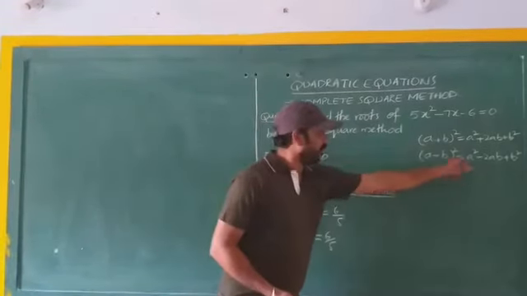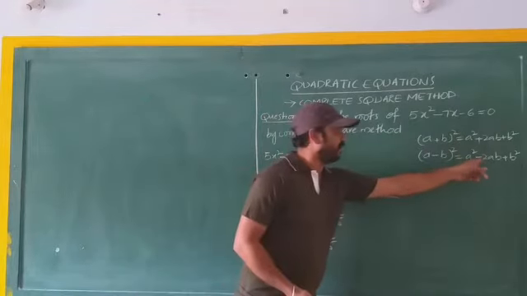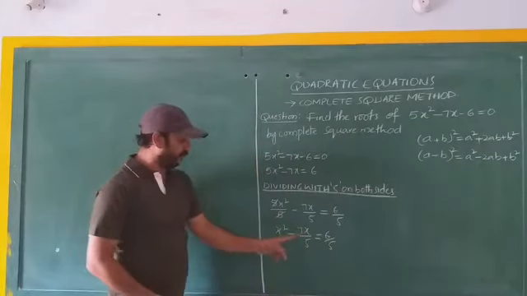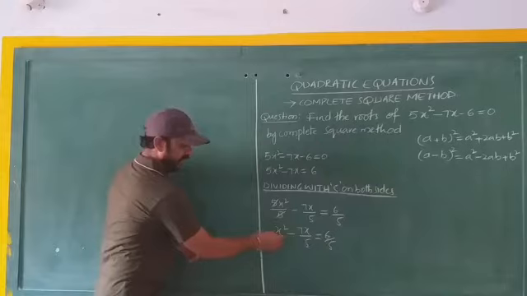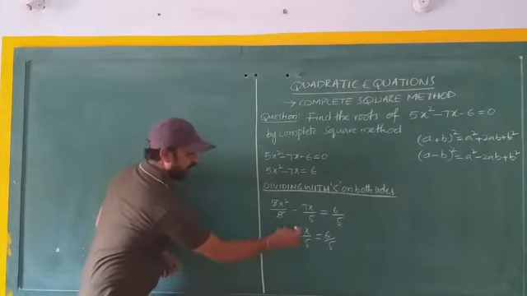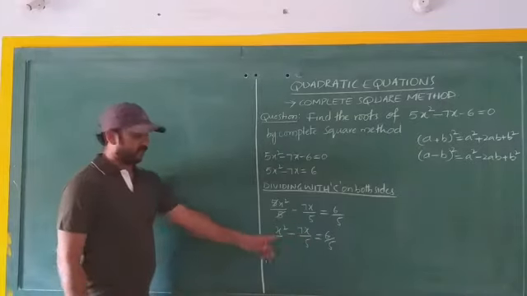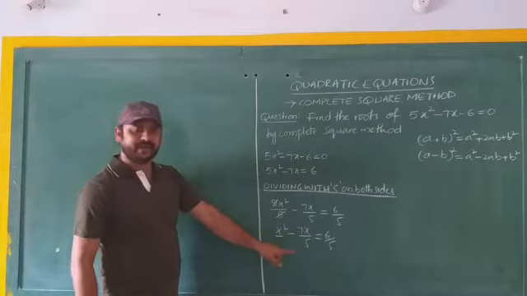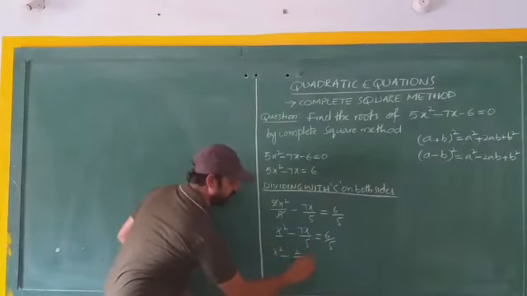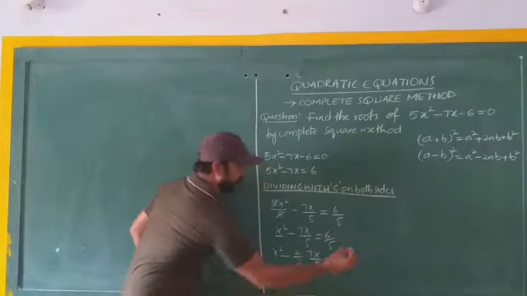Now the first term is a square and the first term here is x square. Next the second term is minus 2ab and here we have minus. Next we have to get 2ab, where a is equal to x. Now to get 2 here we have to multiply and divide by 2. The middle term, the second term, should be multiplied and divided by 2. Now we write it as x square minus 2 by 2 into 7x by 5, which is equal to 6 by 5.